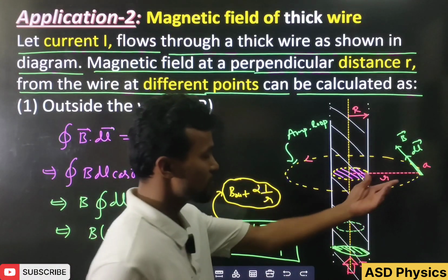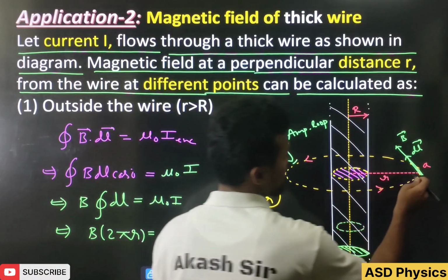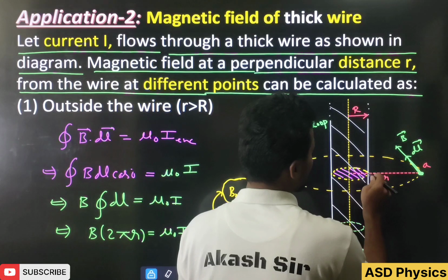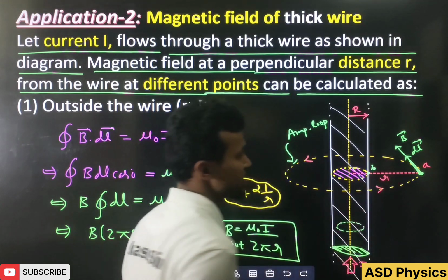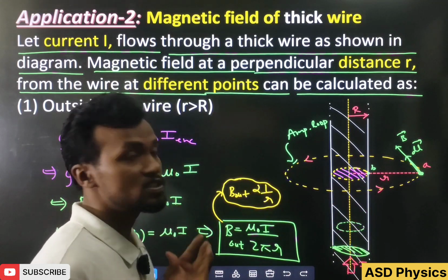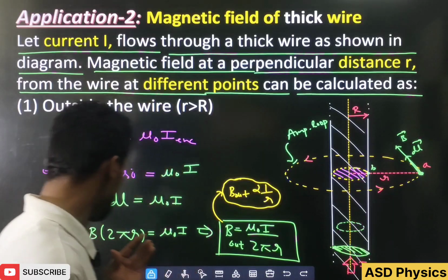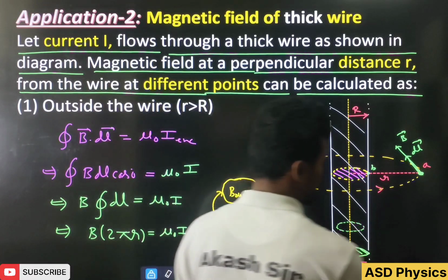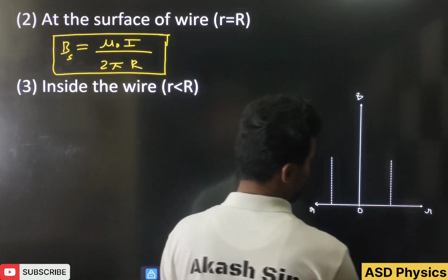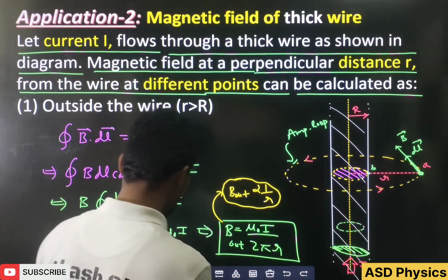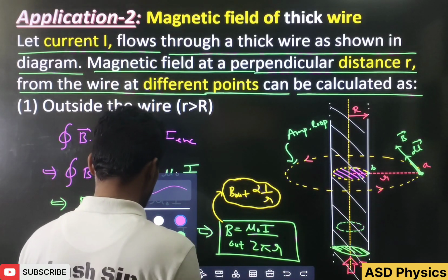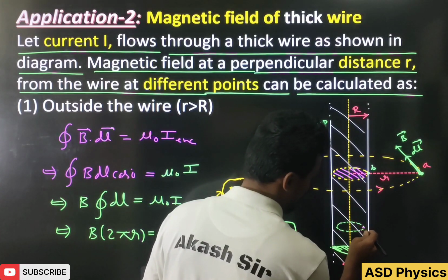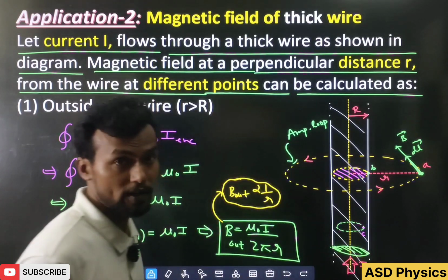One observation point I have taken here outside. Another observation point, let's take on the surface. But now another observation point I am going to take inside the wire, because the wire is thick. Can you see here? Now let's go here and see. The observation point is here. Let's call it C. See, this observation point C is there.